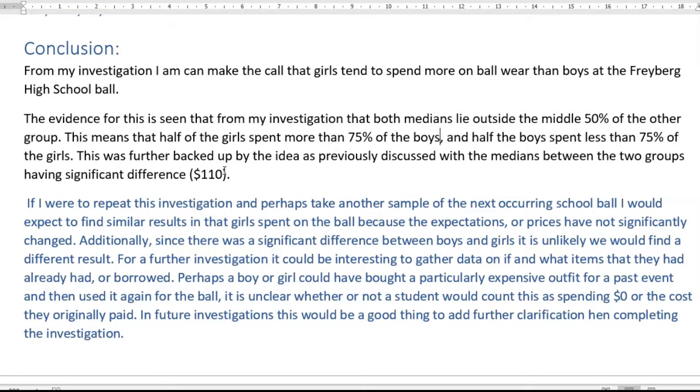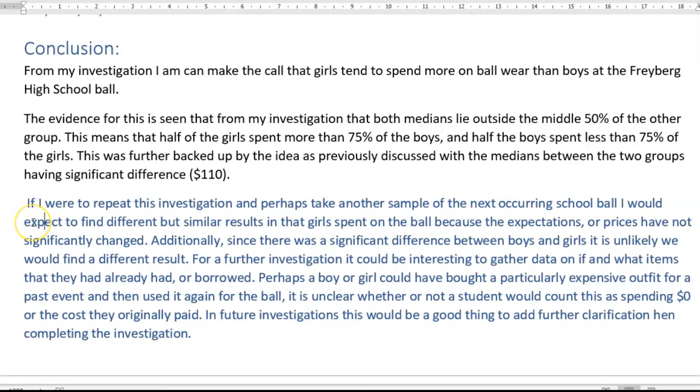There's a few things you can do for that. Firstly, you can talk about sampling variability. For instance, if I was to do this again, I'd get different but probably similar results. And mainly because, well, the situation hasn't changed that much. The ball's going to largely be the same. They'll probably still go shopping. Prices haven't changed. What people are wearing to the ball hasn't changed. So you could talk about that sampling variation.